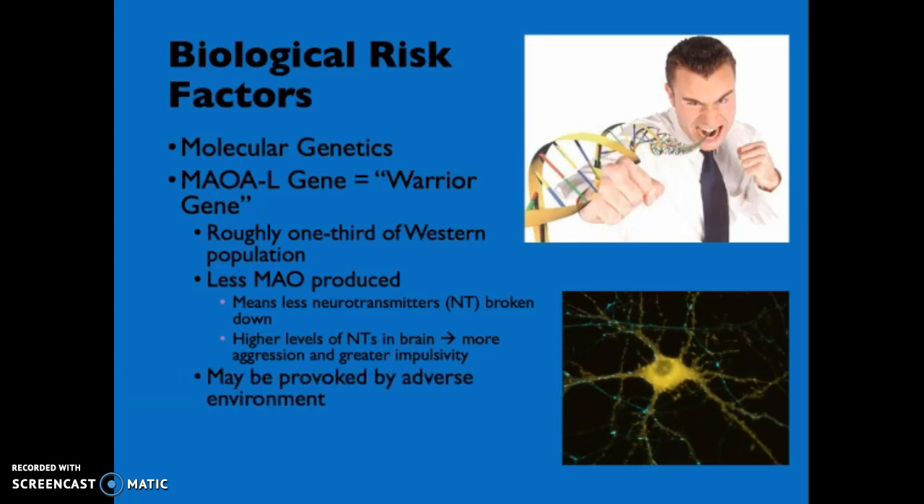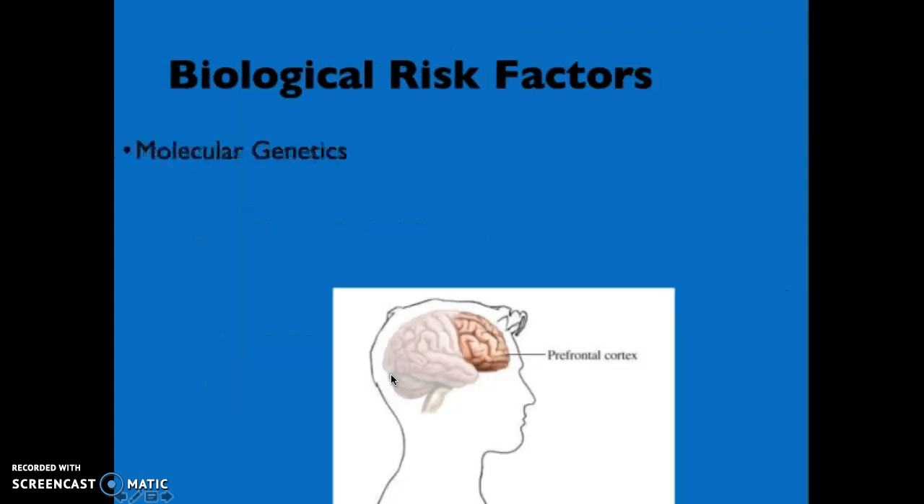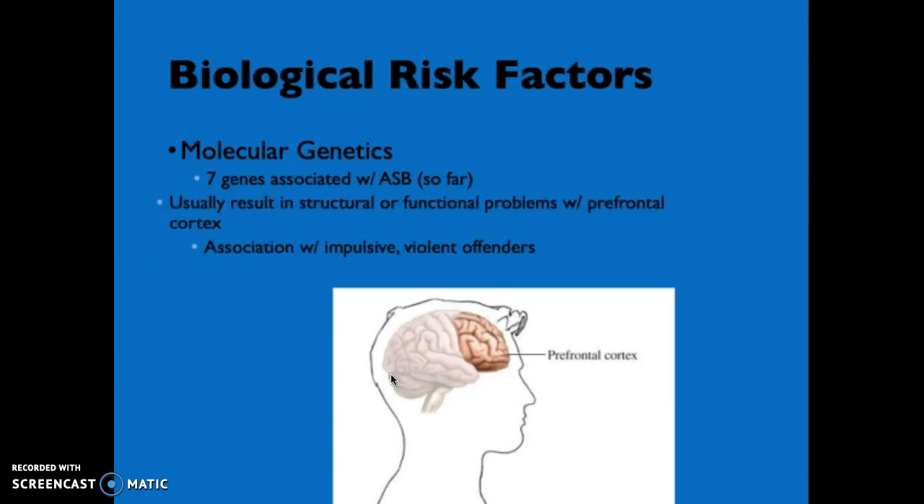Again, we have that flipping on or off of this genetic factor based on an adverse environment. So if you're raised in a good environment, you might not actually have this gene affect behavior and be turned on. But if you are in an adverse environment, you're more likely to have this gene flipped on and then show these aggression and impulsive behaviors. So far we've got 7 genes that are associated that we know, but of course this will likely grow with more research into this area.